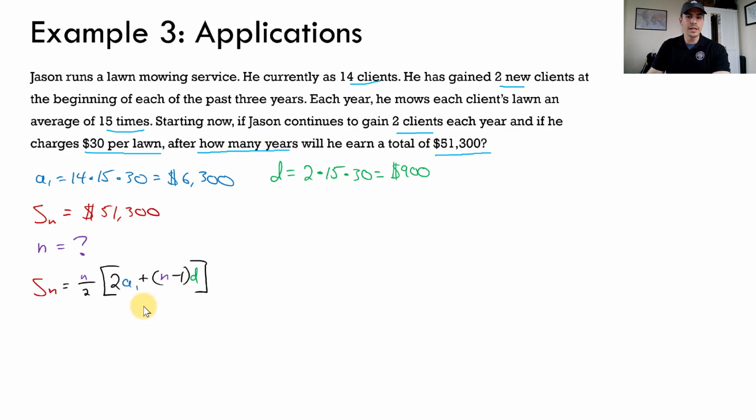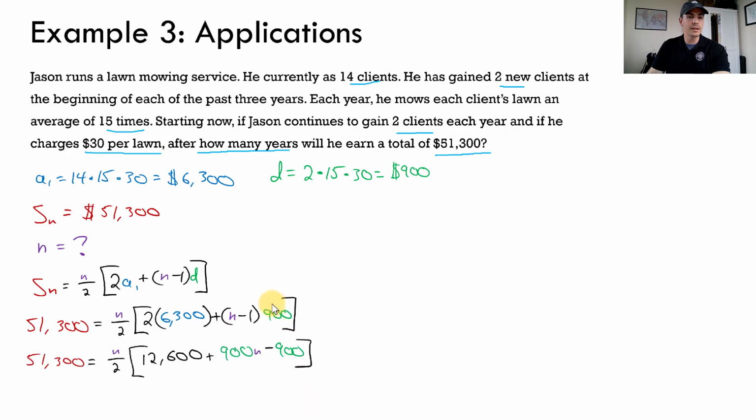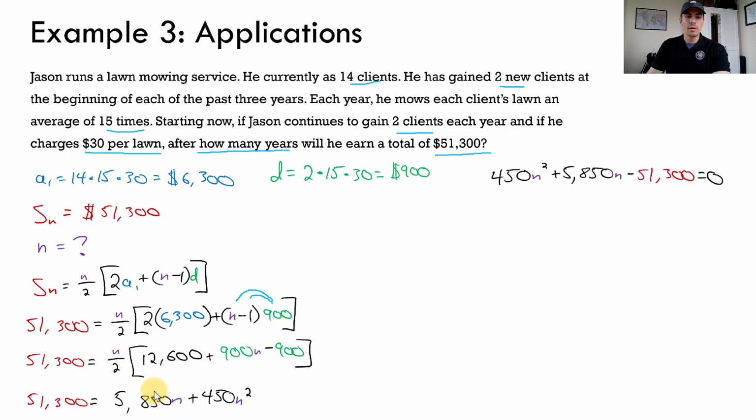So we can use this formula here and just plug in our values, and now we just need to solve for n. Solving for n is what we're going to do. So I'm going to distribute this 900 right there, and then start simplifying, okay? And we'll get this formula right here. So I've got 450n squared plus 5,850n minus this s sub n that we started off with, 51,300, is all equal to 0. So I just got everything from here on the left, and I put everything on one side and set that equal to 0.